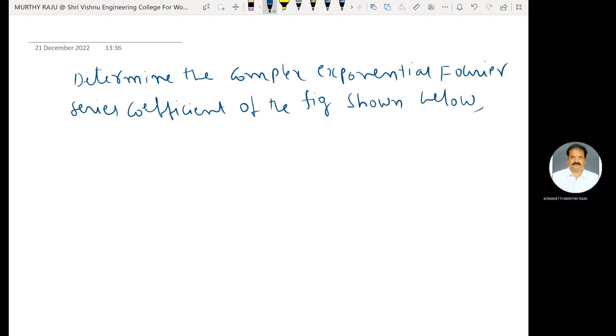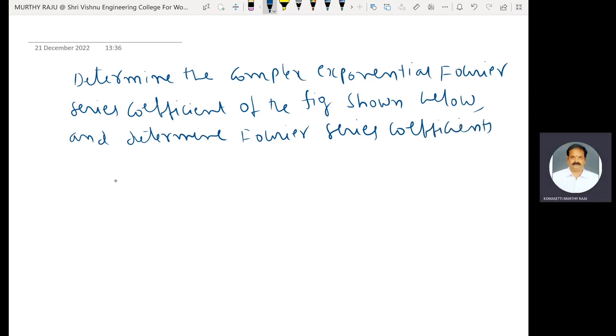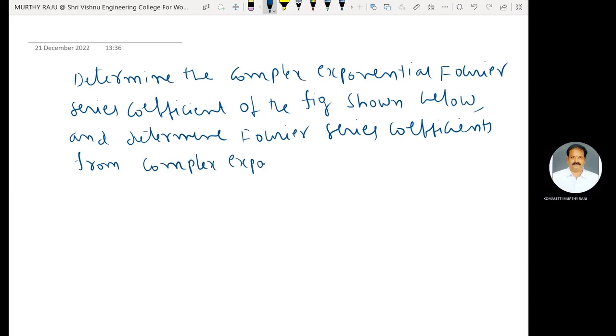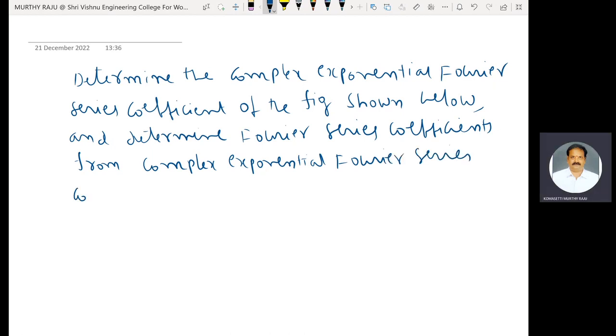And determine Fourier series coefficients from complex exponential Fourier series coefficient.